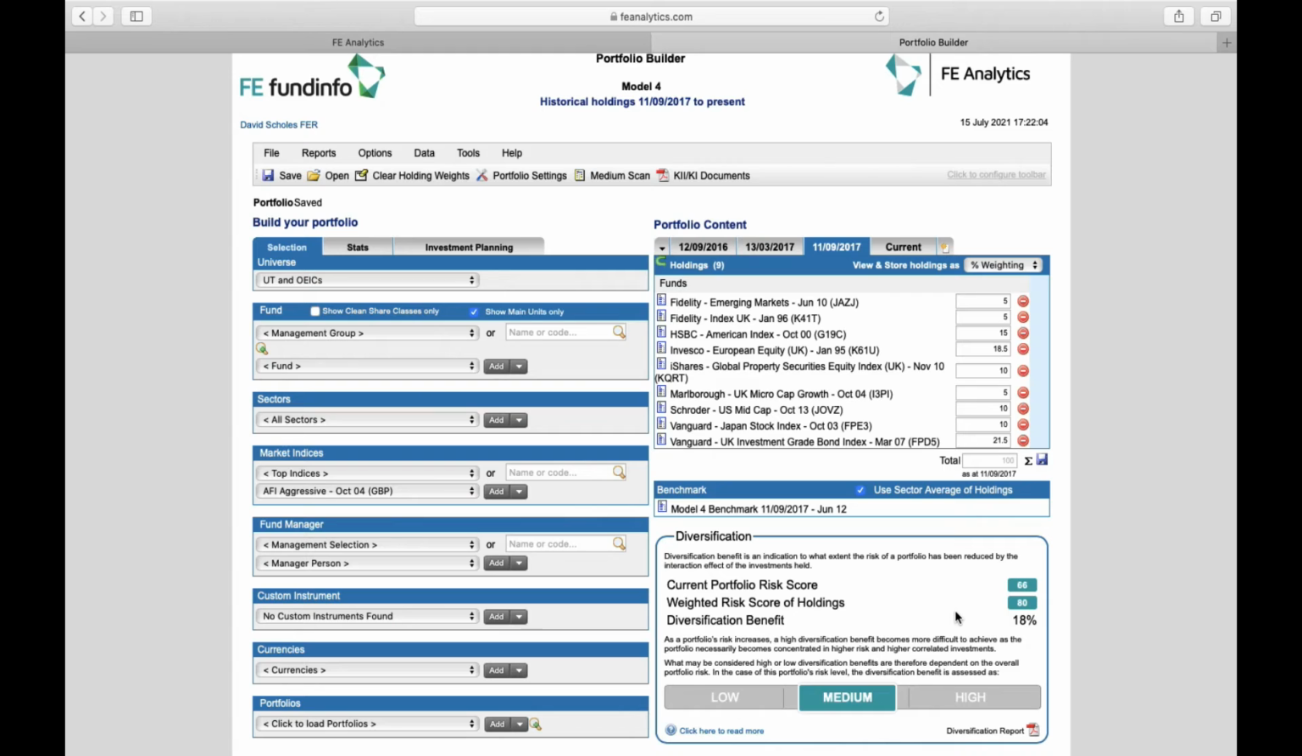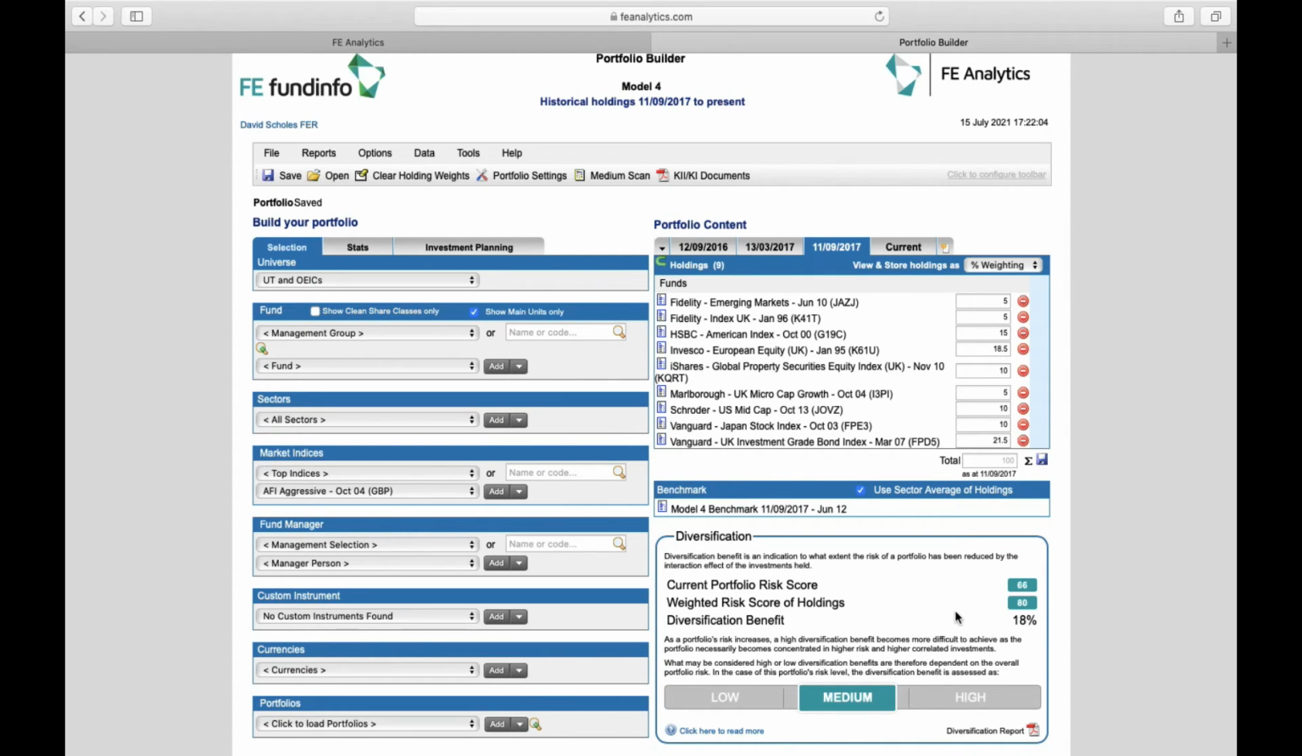Now, it's worth noting that the scale there, low, medium and high, isn't necessarily going to be the same for another portfolio you look at that's only got a diversification benefit of 18%. Don't be surprised if you look at another portfolio that has a diversification benefit of 18%, showing that you've got a very high level of diversification. And that's because the scale underneath there is actually dynamic. It's looking at your portfolio and trying to figure out if it's actually easy or difficult for you to create diversification.